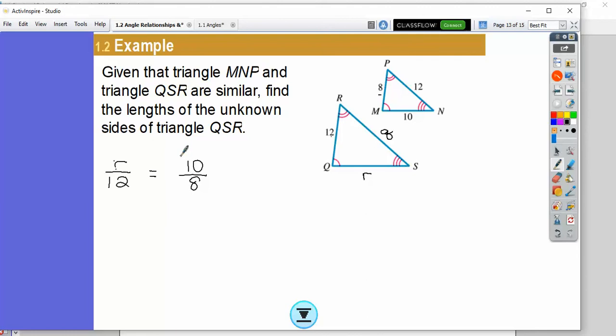Then we can just cross multiply this off. So you get 8r equals 120. Divide by 8. And r is 15.